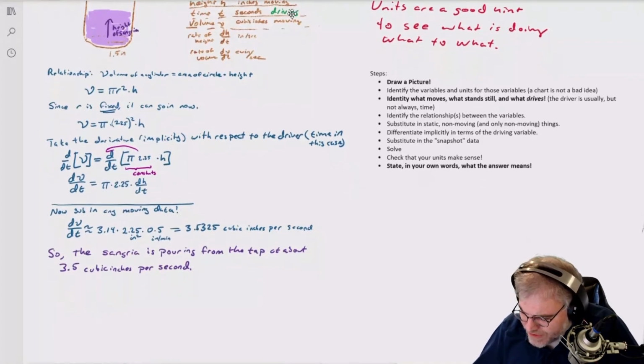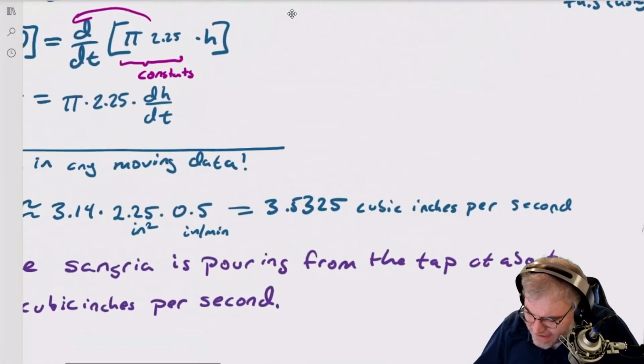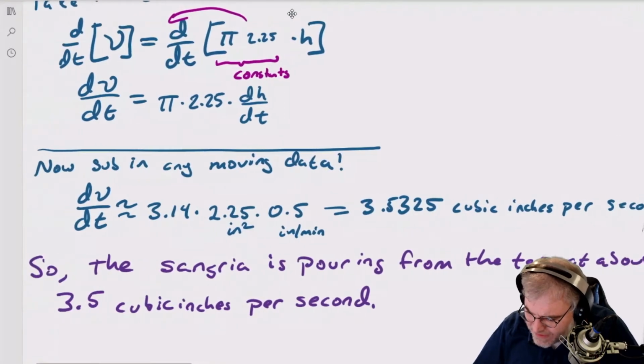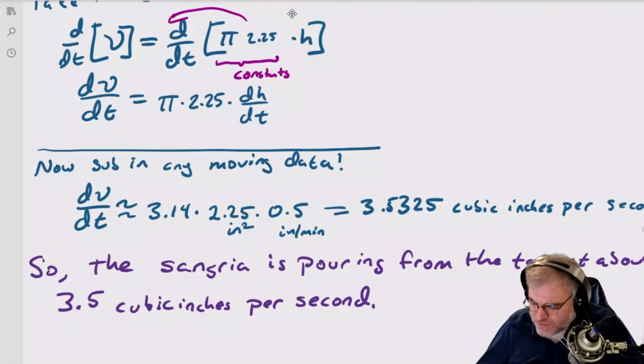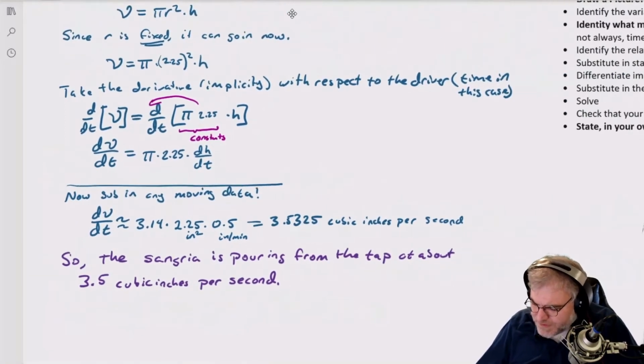And then I checked to make sure my units made sense, right? Here's inches squared, right? So the radius here is in inches. That means the area of the top, which was pi r squared, is in inches squared. And this unit's in inches per minute. So when I multiply over my units, I should get inches cubed per minute, which is exactly what I get. Or I'm sorry, inches per second.